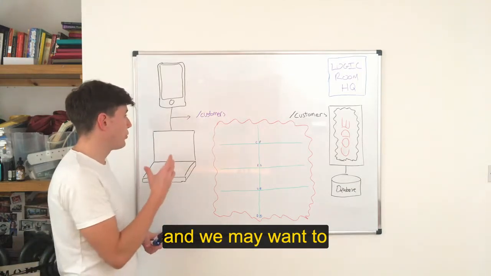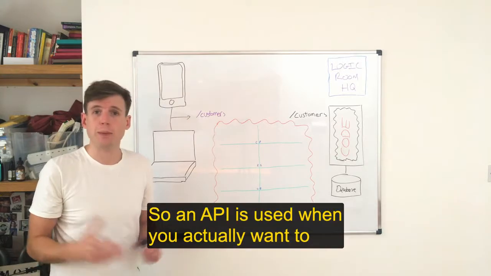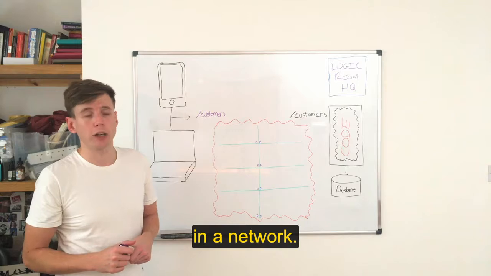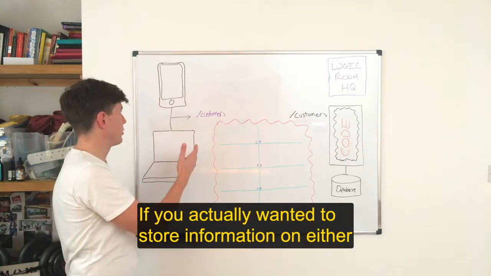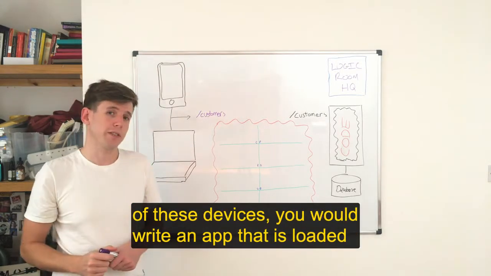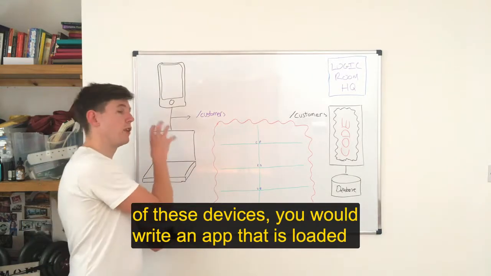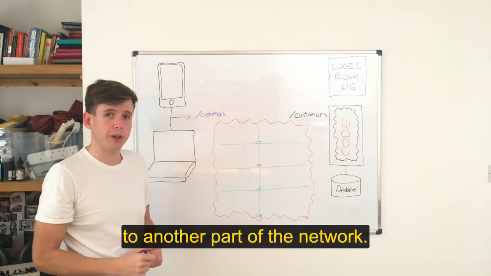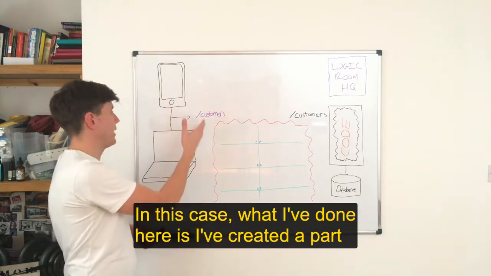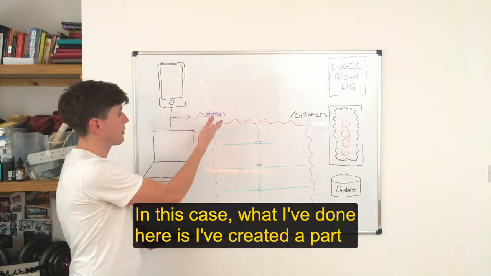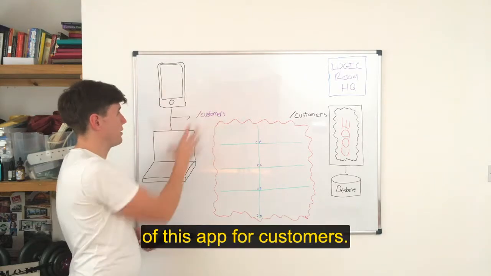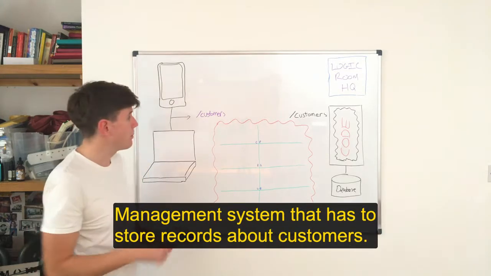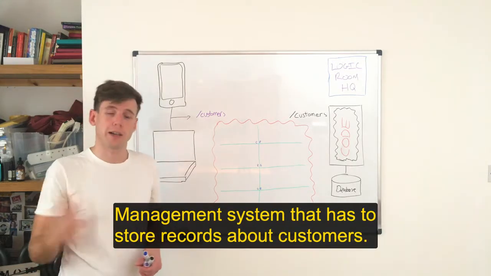And we may want to store information. So an API is used when you actually want to persist information in a network. If you wanted to store information on either of these devices, you would write an app that is loaded into the device but can talk out through the web to another part of your network. In this case, I've created a part of this app called Customers. We can imagine this might be a customer relationship management system that has to store records about customers.